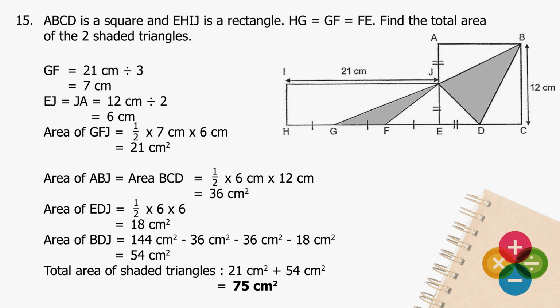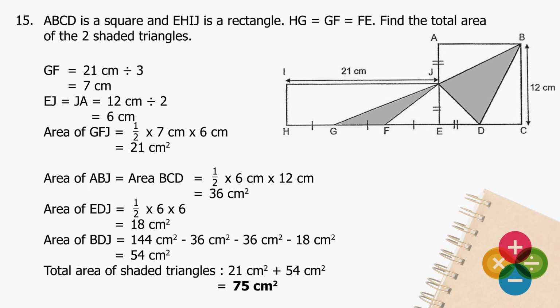The length of EJ is equal to the length of JA, and will be divide 12 cm by 2, and the quotient is 6 cm. The area of GFJ will be multiply 1/2 by 7 cm, and by 6 cm, and the product is 21 square centimeters. The area of ABJ is equal to the area BCD, and will be multiply 1/2 by 6 cm, and by 12 cm, and the product is 36 square centimeters.